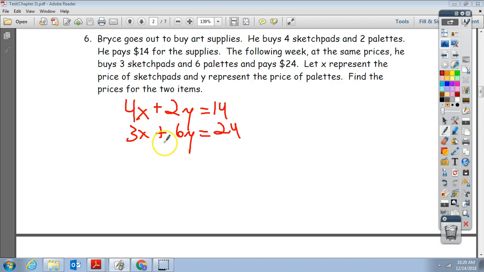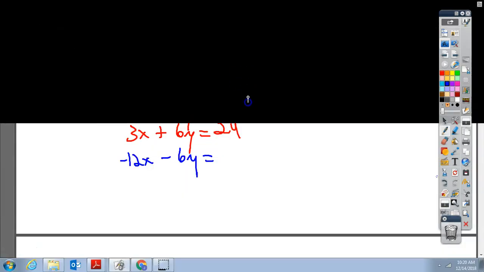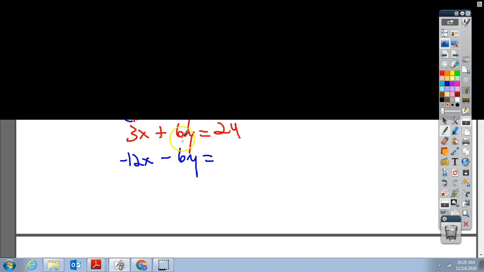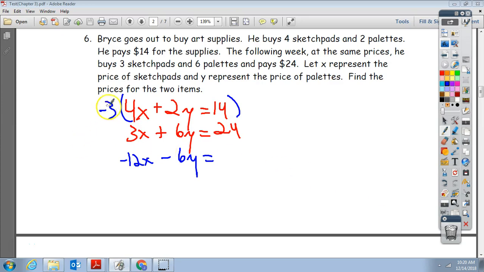So this one would be a great example where, if you look at the y's, they would be easy to cancel out if you multiply the first equation by -3. Why did I multiply it by -3? Well, it gives me -12x, but that's not y. -3 times 2 is -6y. That will now cancel out with my y value here. So that's why I multiplied it by negative 3. Negative 3 times 14 is negative 42.